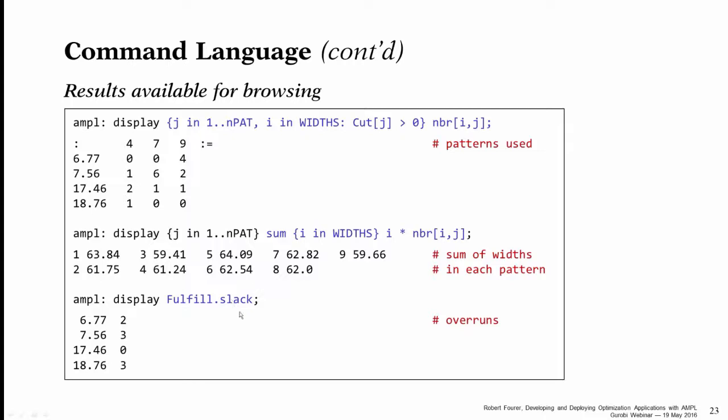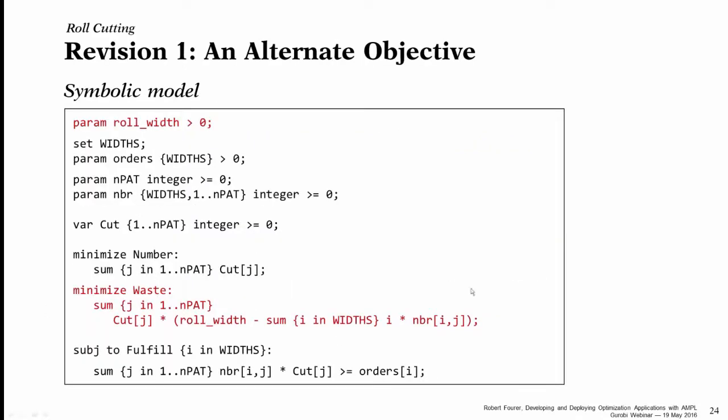Now, if I'm thinking about this, it might occur to me that since these things have different amounts of waste, maybe I should be minimizing the waste instead of minimizing the number cut, because it's really the waste that I'm worried about. That's where I'm losing money. So what I can do is just go back and add another objective function. And I take this expression here, which is my expression for the amount of the roll that actually consists of widths that are cut, and I subtract that from the roll width and multiply that times another number cut, sum that up, and this is just the sum of all the waste from all the rolls that were cut.